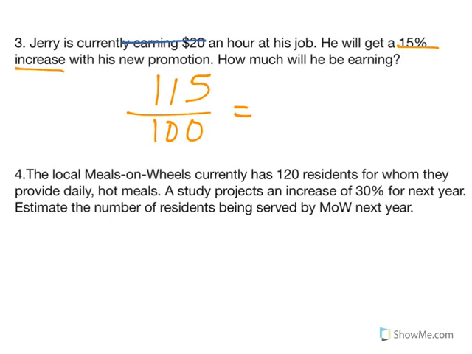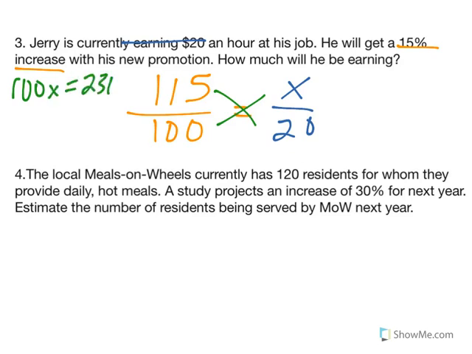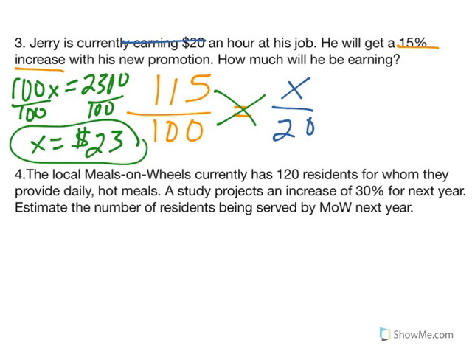So if we know that he is currently earning $20, then the x goes on top in terms of his new salary. So if we cross multiply, I'm going to have 100x equals 2,300. Divide both sides by 100. And Jerry's new hourly rate is $23 an hour.